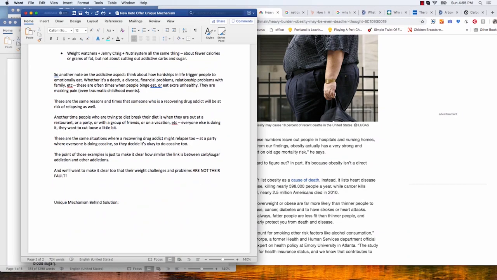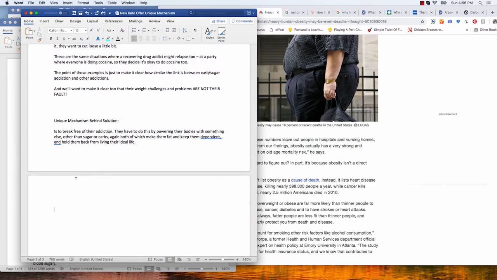Now, if that is the mechanism behind the problem, that they're addicted, then basically the unique mechanism behind the solution is to break free of their addiction. They have to do this by powering their bodies with something else other than sugar or carbs, both of which make them fat, keep them dependent, and hold them back from living their ideal life, right? Okay, so how do you do that?